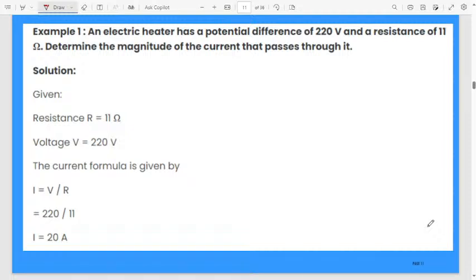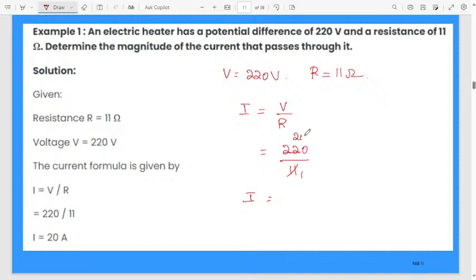Here also same. An electric heater has a potential difference of 220 volt, sorry, not ohm, volt, and a resistance of 11 ohm. Determine the magnitude of the current that passes through it. I will be equal to V by R. Voltage is 220, resistance is 11, 11 ones are 11, 11 twos are 22, so you will get the current, 20 ampere. These problems are easy.